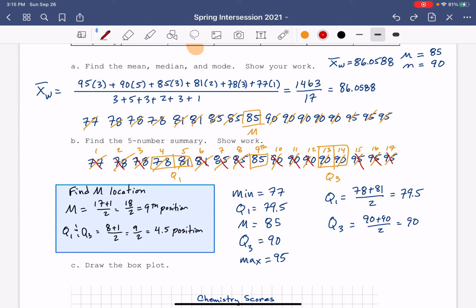And this time, Q1 is 79.5. And again, just because you've written it down over here doesn't mean that, oh, okay, I got the answer and I'm going to get full credit. Remember, you got to put it in a list.